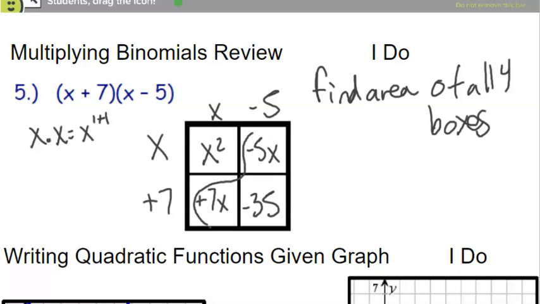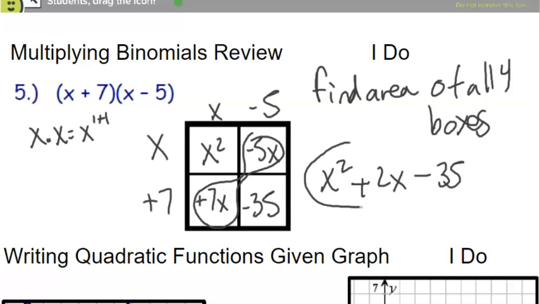Combine the like terms, which are these two. And so there you have x squared minus 5x plus 7x, which would be plus 2x, and then minus 35. This would be your standard form.